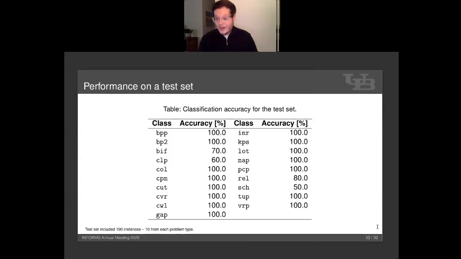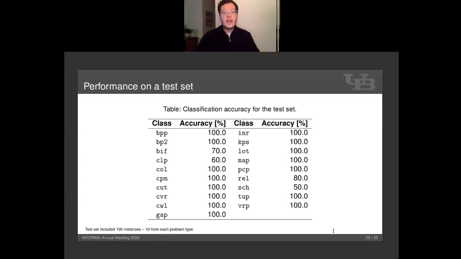Next, we tested our trained GCN on a test set. Our test set included 10 instances for each of the 19 problem types. These instances were also taken from the StripLib, but were not included in our training set. For classification accuracy, we treated the class with the highest probability for any instance as the predicted class. So here we see that all 10 of our test bin packing problem instances were predicted to be bin packing problem instances. In general, we see a relatively high classification accuracy across all 19 problem classes.